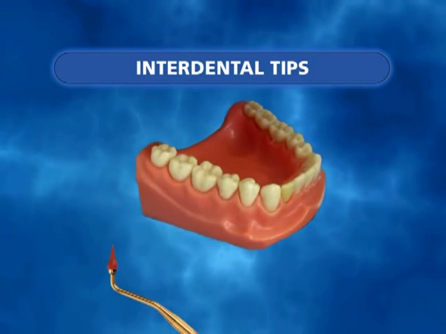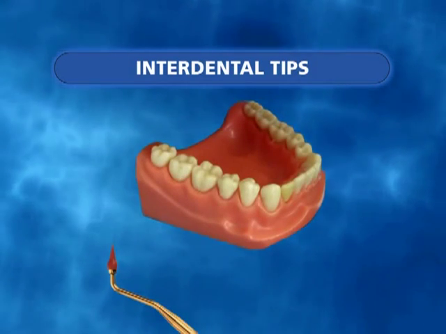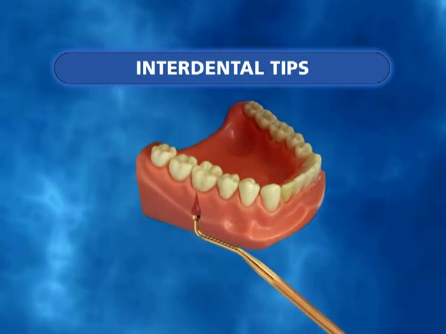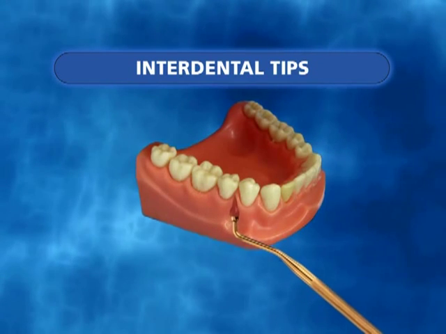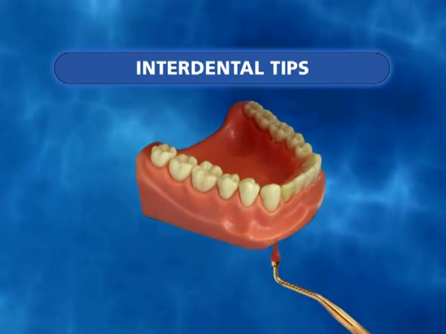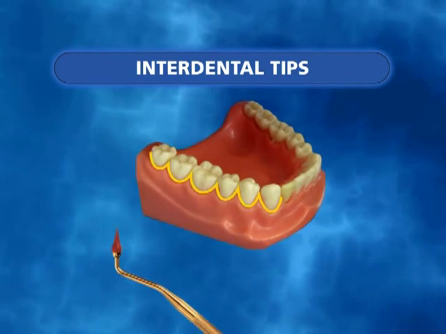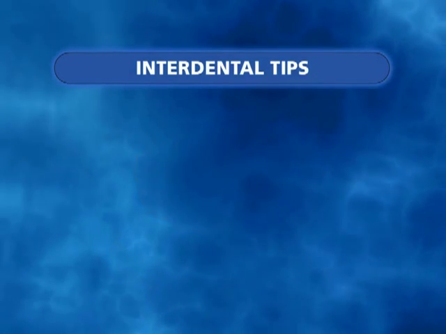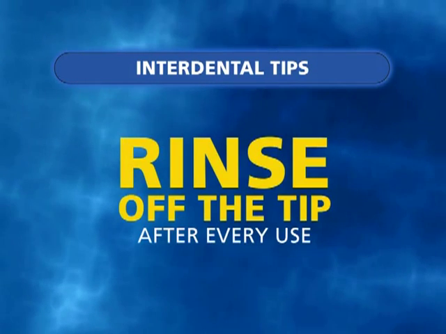Interdental tips are used to remove plaque and debris from in between the teeth and below the gums. They are also used to stimulate the gums. Proper use of an interdental tip involves tracing the tip along the gum line and in between the teeth. Be sure to rinse off the tip after use.